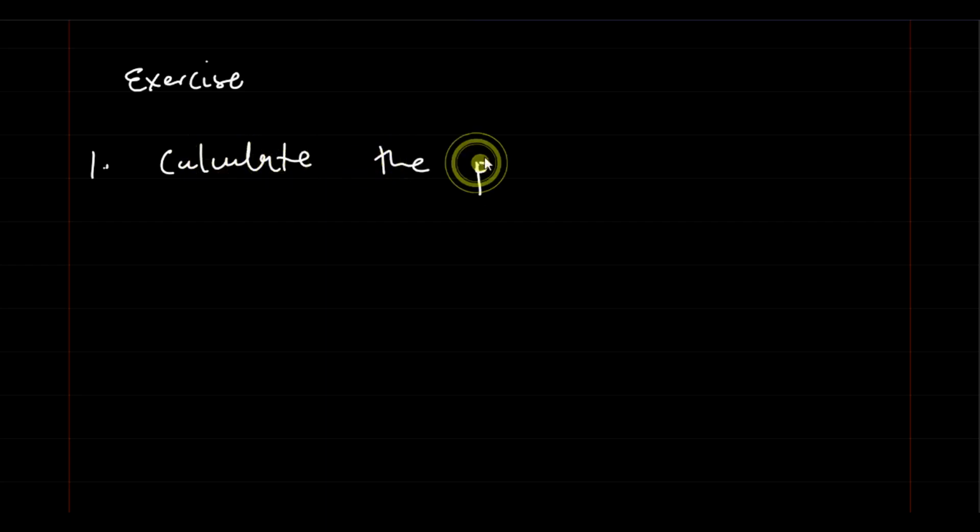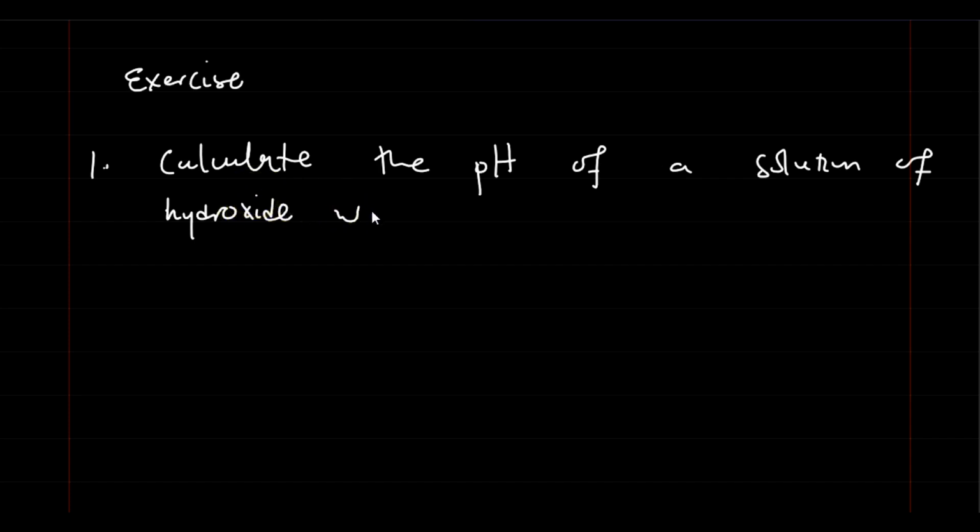Okay, so let me give you an exercise. Number one, you're going to calculate the pH of a solution of hydroxide with concentration 3 times 10 to the power -3 mole per dm cubed.